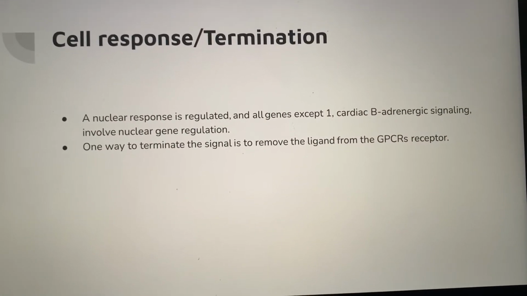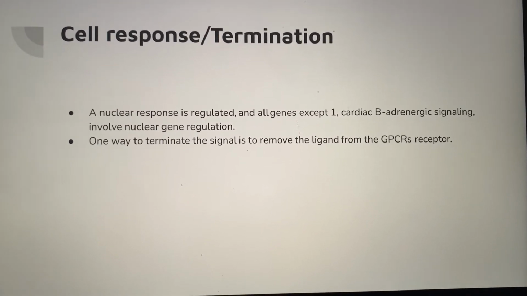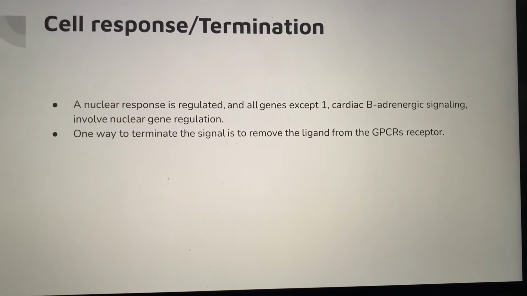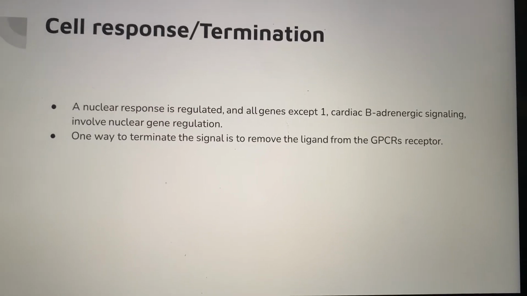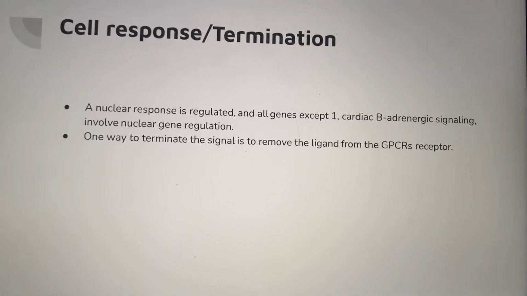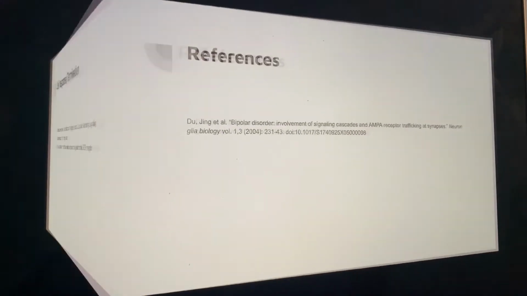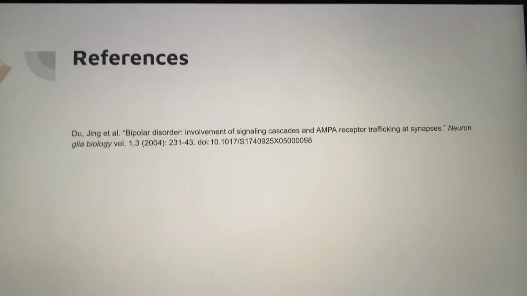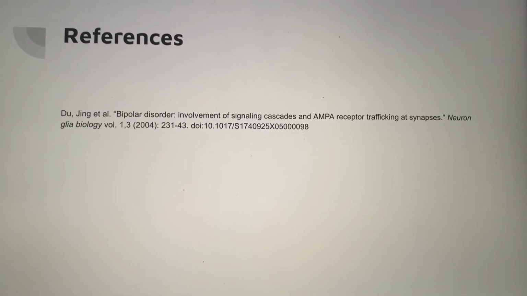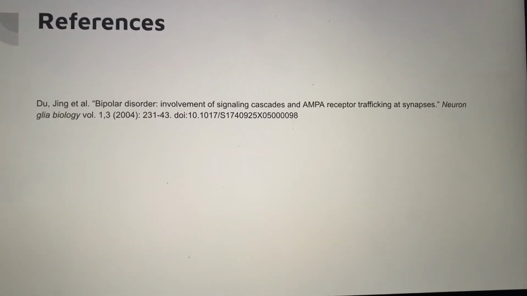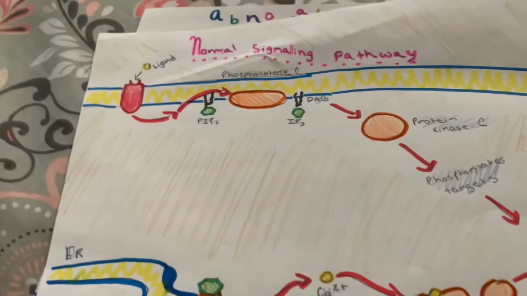Cell response termination: a nuclear response is regulated in all genes except one, the cardiac beta-adrenergic signaling involves nuclear gene regulation. And there are many ways to terminate the signal, but the one way I found was to remove the ligand from the GPCR receptor. References: this is one of the references where I got most of my sources from, but I would also like to acknowledge the biology department and Dr. Byers for the information that they gave us. And then I'm just going to go on to talk more about my drawings.